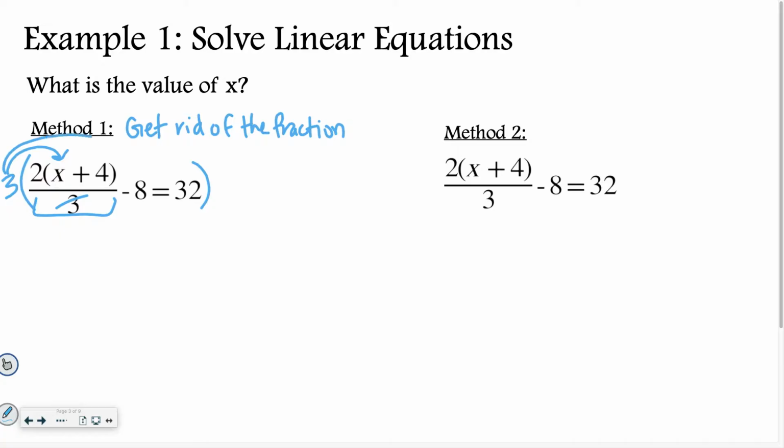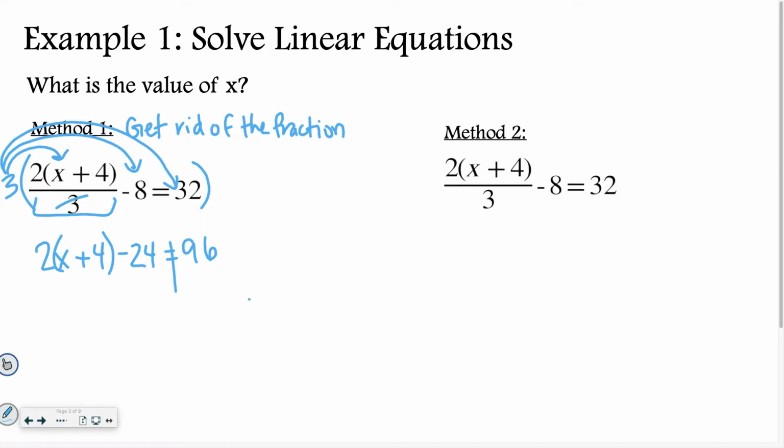So when you multiply this first entire fraction here, that just makes the 3 go away on the bottom. And then you're going to multiply over here so that minus 8 becomes a minus 24. And you're going to go all the way across the equal sign and multiply 32 by 3, which is 96. So I'm going to carry everything from the top of the fraction down. So this is what my problem would look like now that I have gotten rid of the fraction.